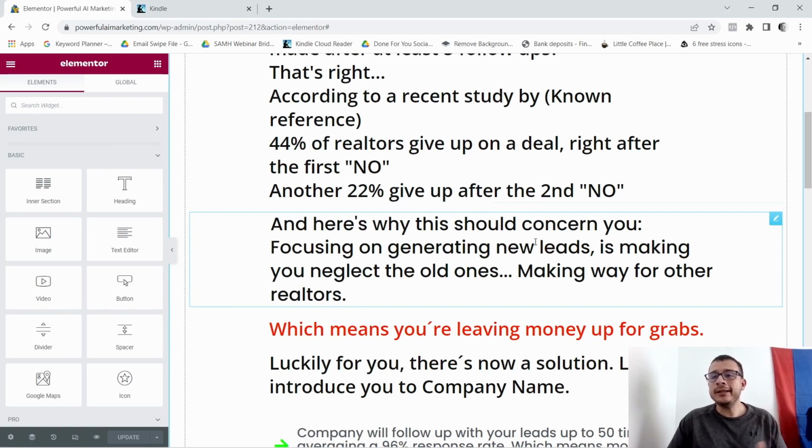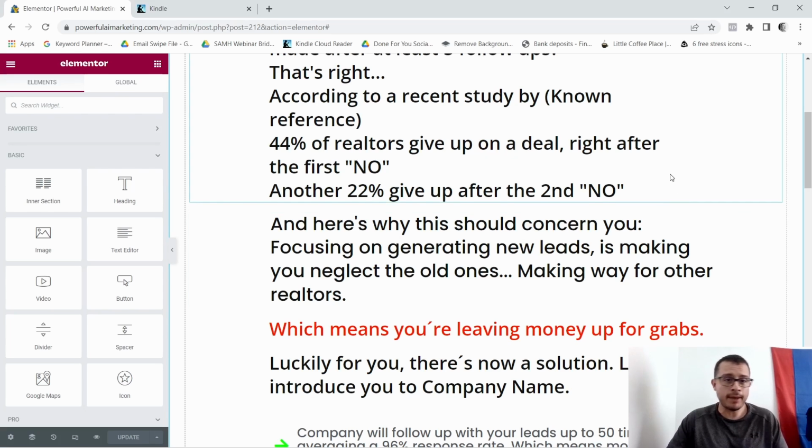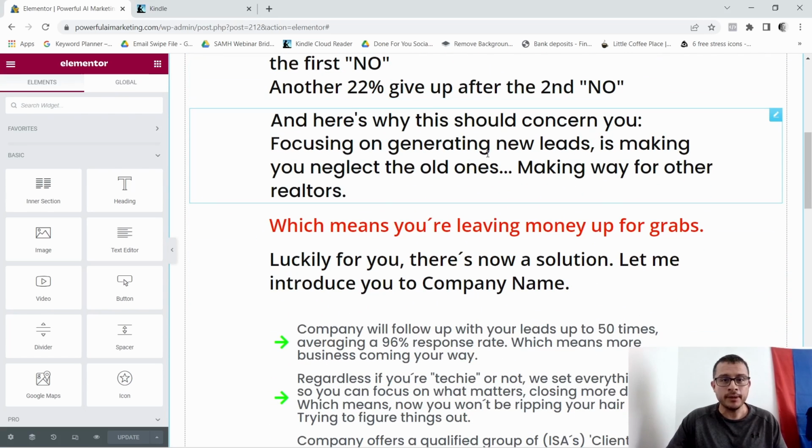And then here, this is where I actually want to define the problem that this might be causing them, right? Like, not following up. And here's why this should concern you.